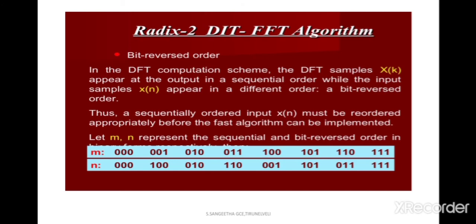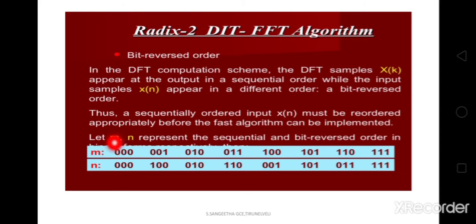So, bit reversed order. In the DFT computation scheme, the DFT samples x of k appear at the output in a sequential order, while the input samples x of n appear in a different order, that is bit reversed order. Thus a sequentially ordered input x of n must be reordered appropriately before the fast algorithm can be implemented.